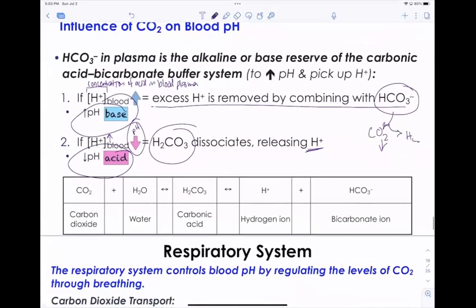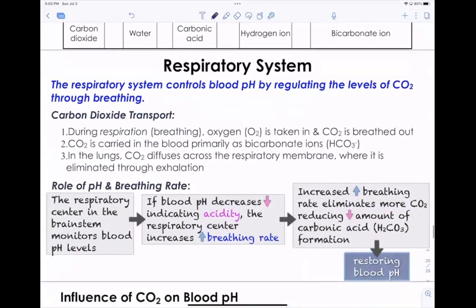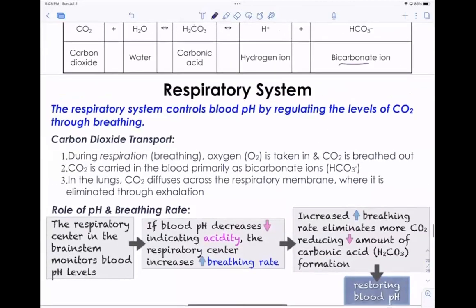And this is really controlled by the respiratory system. So the respiratory system is controlling blood pH really through breathing, right? Controlling the levels of carbon dioxide. And as it was shown in carbon dioxide transport, carbon dioxide in the blood is in the form of bicarbonate, hydrogen ions, or carbonic acid.